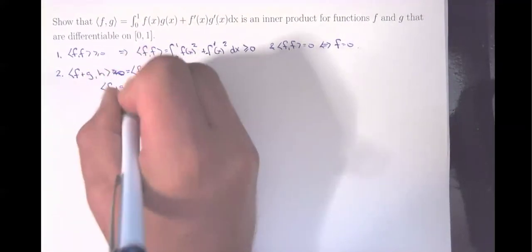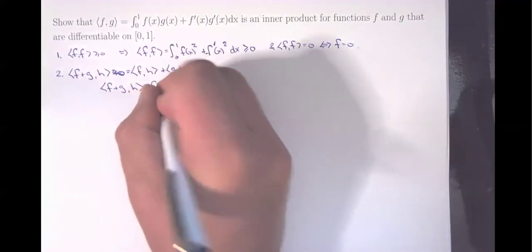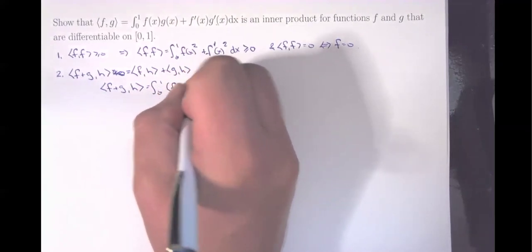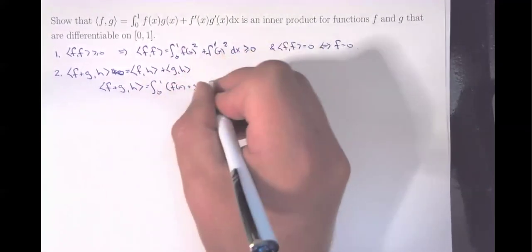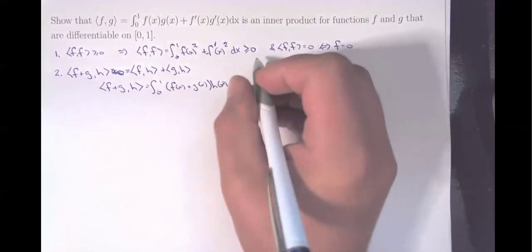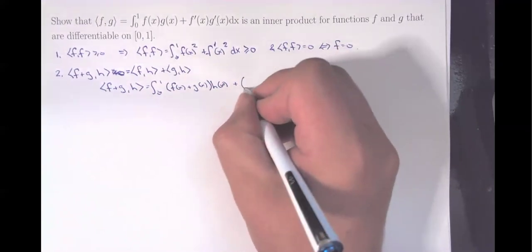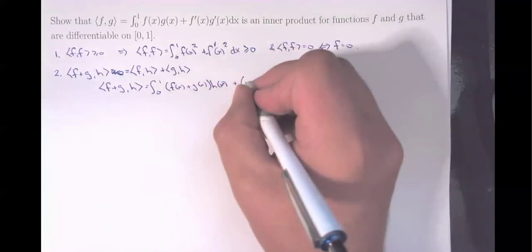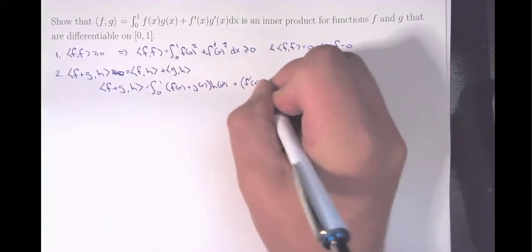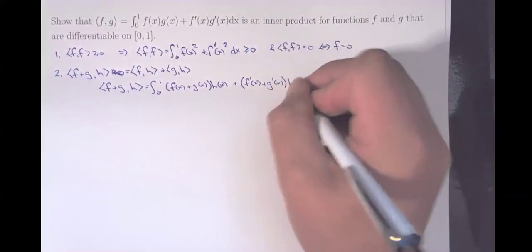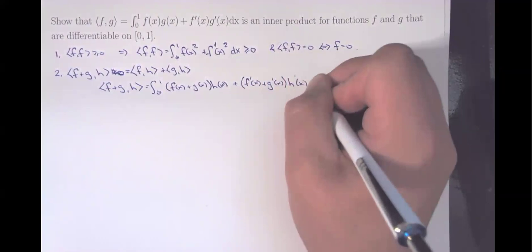The inner product of f plus g with h is equal to the integral from 0 to 1 of f of x plus g of x times h of x, plus the derivative of the first thing. So the derivative of f plus g is f prime plus g prime times the derivative of the second thing, so h prime.